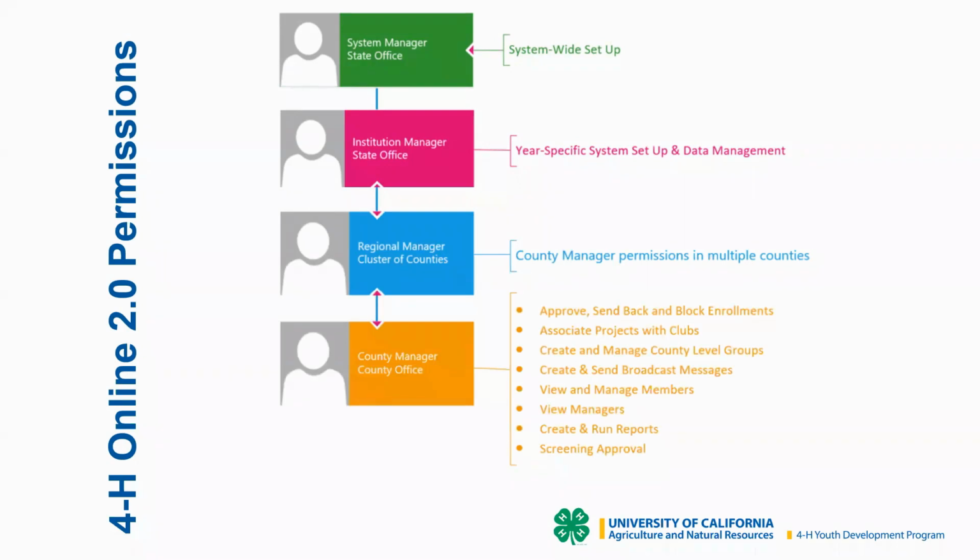This is the role 4-H county-based staff will have in the system with permissions to approve, send back, and block enrollments, associate projects with clubs, create and manage county-level groups, create and send broadcast messages, view and manage members, view managers, create and run reports, and screening approval. This is also the level of the system where you will find the primary manager, the staff account with full permissions for that level of the hierarchy.